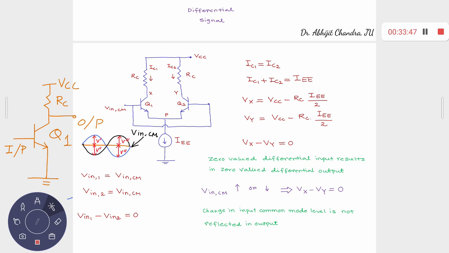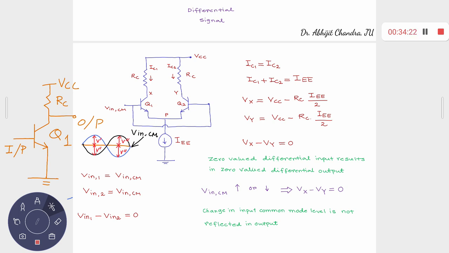So what do you expect? Since the base-emitter voltage is the same, we must have the same current flowing through Q1 and Q2. So the collector current of Q1, IC1, and the collector current of Q2, IC2, must be the same. And their summation, IC1 plus IC2, is nothing but your IE. So what about the individual current? IE by 2 through Q1, IE by 2 through Q2, when only the DC signal is applied.